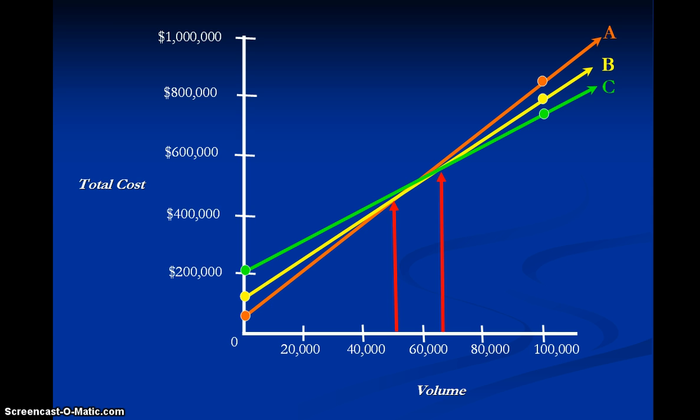So all we're doing is trying to find the intersection points that affect our answer, the lowest cost. So we have A, B, and C would be our choices over those regions.